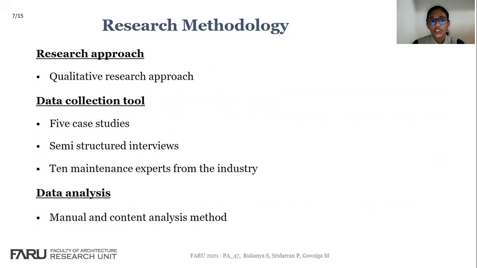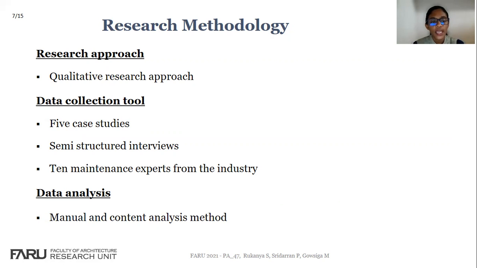So, considering the nature of the study, it is essential to collect detailed information. Therefore, I have selected the qualitative research approach. And when it comes to the data collection tool, 5 cases were selected. Within the 5 cases, 2 experts were interviewed through semi-structured interviews. And for the in-depth analysis, the case study was selected.